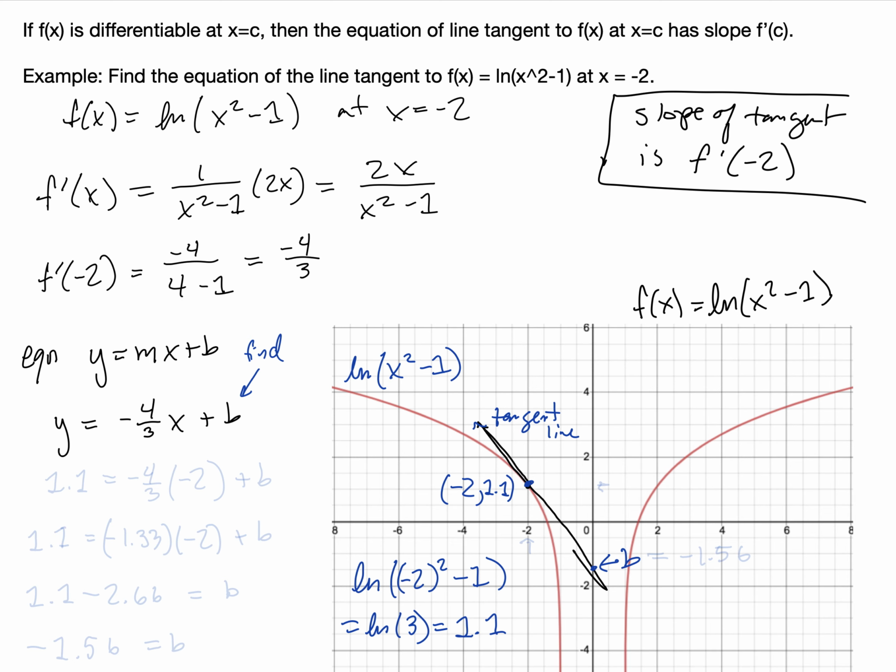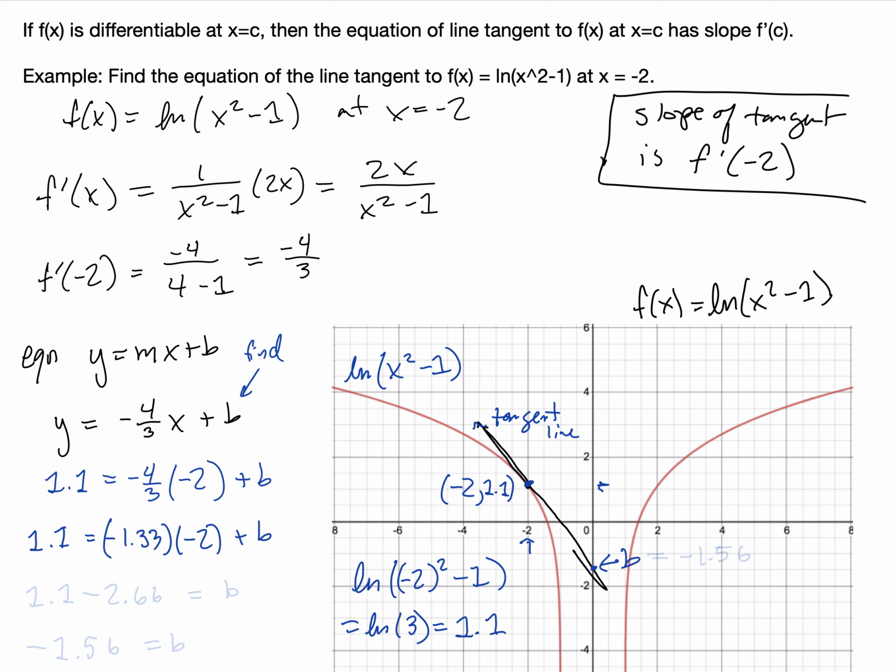And so our output is 1.1. That's why 1.1 is equal to negative 4/3 times x. x is the input. That was negative 2. That's x, that's y, and then plus b. And now we can solve for b. So we've got 1.1 is equal to negative 4/3, I'll call that negative 1.33, times negative 2 plus b.